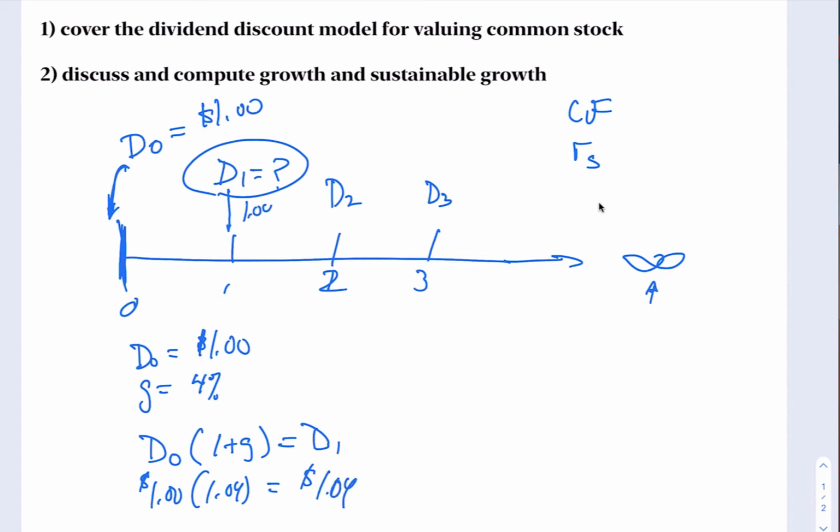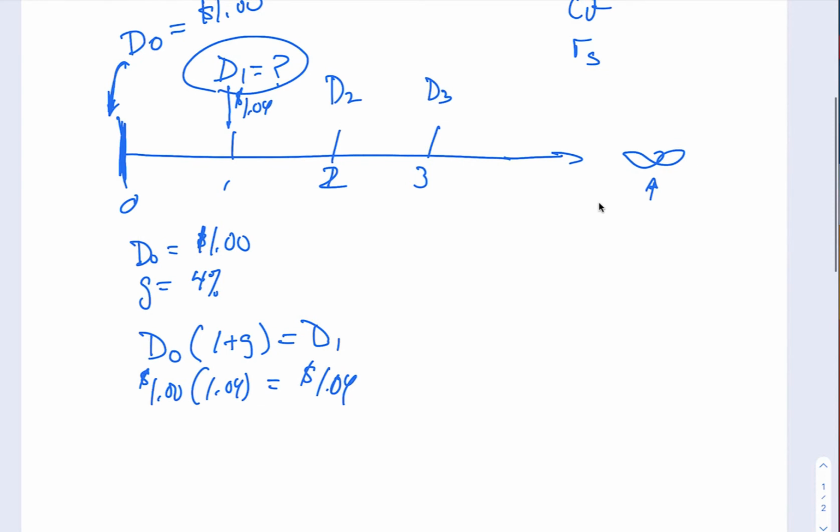This is $1.04. And we do the same thing to get D subscript 2. We just take the dividend again at time 0, grow it 2 periods, and this will be $1.0816. Okay, so what we're doing is we're growing this $1.04. We're growing it 4%. We get 1.0816, and so on. We just keep doing that. That's how dividends grow in this model, where we have constant growth.